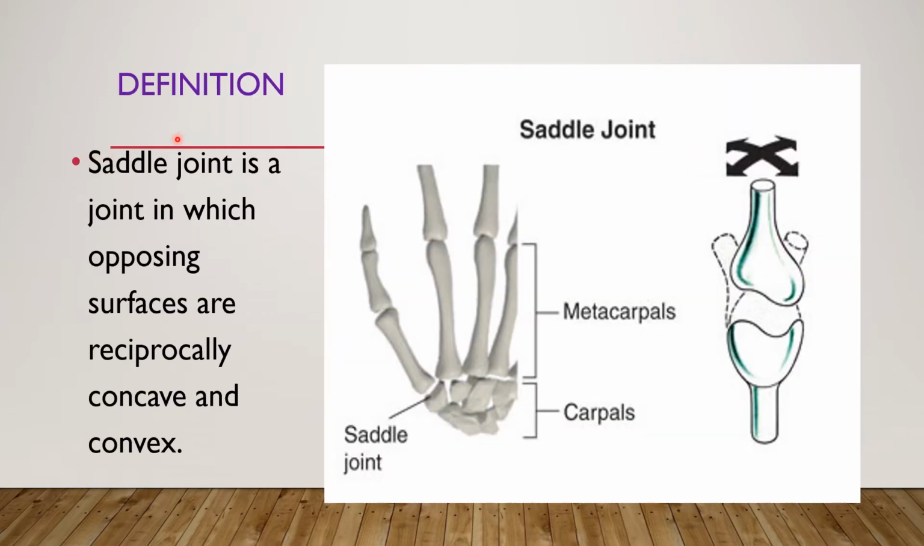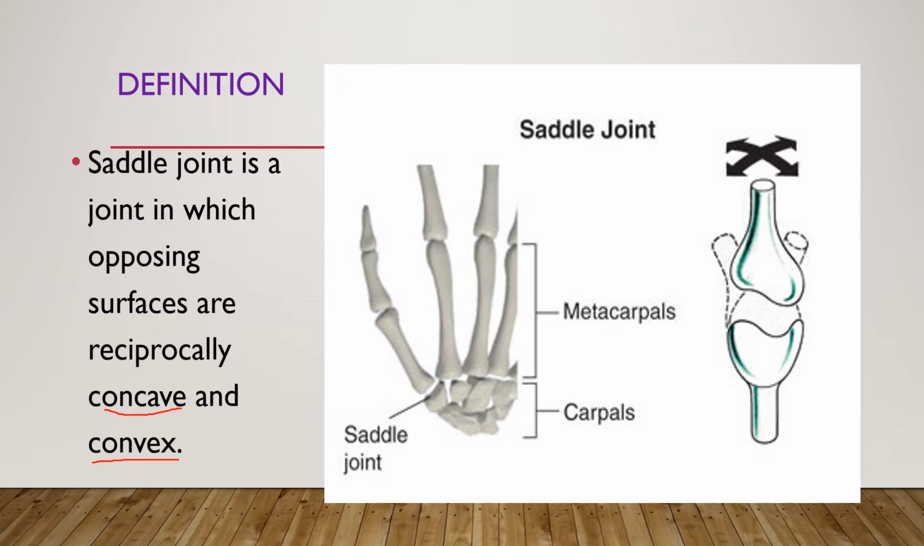According to the definition, the saddle joint is a joint in which the opposing surfaces are reciprocally concave and convex. This means that, in the previous lecture you studied the hinge joint, where the two bones along the joint were different, one consisting of a knob and the other consisting of a cup. According to the property of the saddle joint, there will be two bones along the saddle joint, and one bone will be concave at one end and the other bone will be convex at one end.